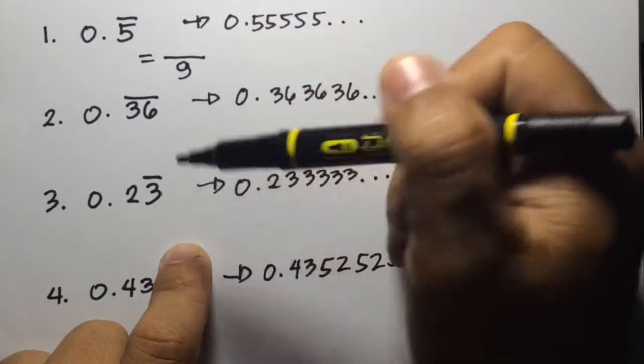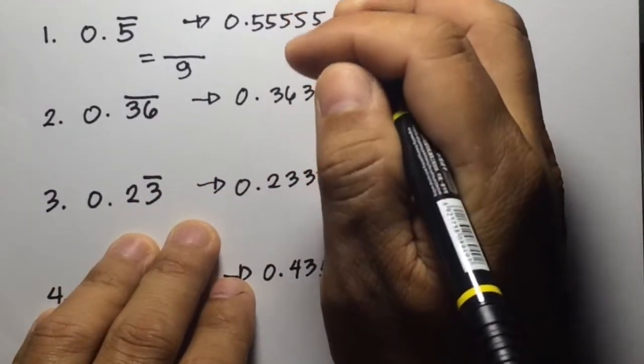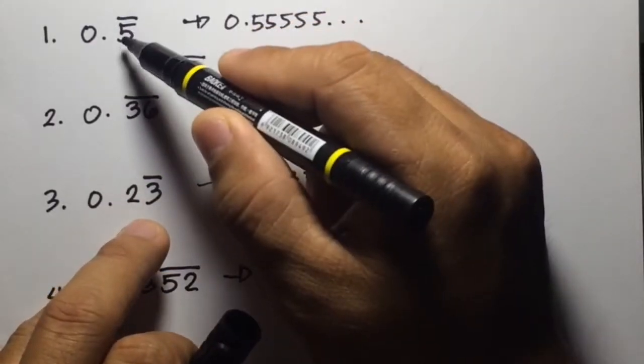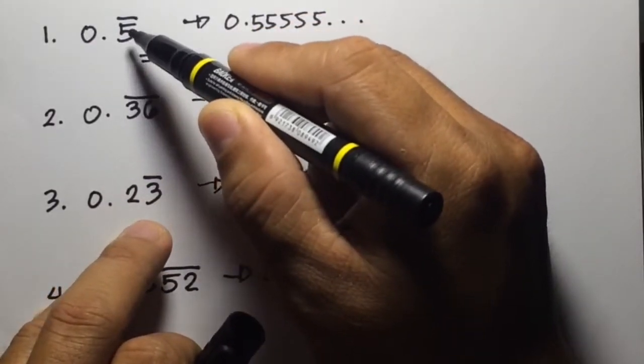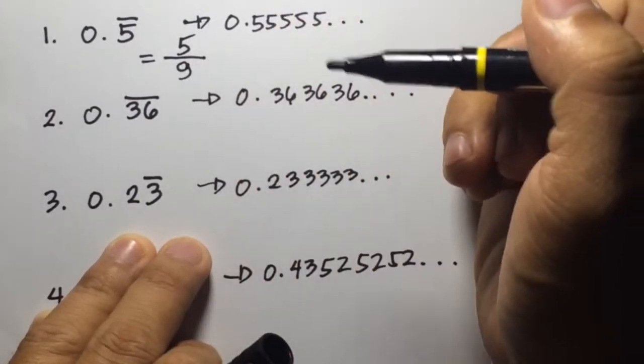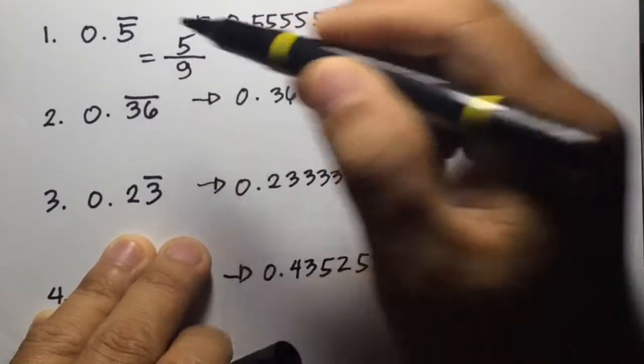Then, to get the numerator, we just write the number being repeated. The number being repeated here is 5, so we're going to write 5. So this is now the fraction form of 0.5 with a bar on top of 5.